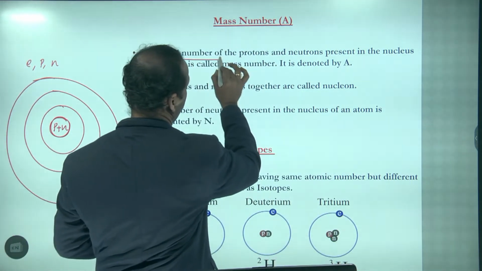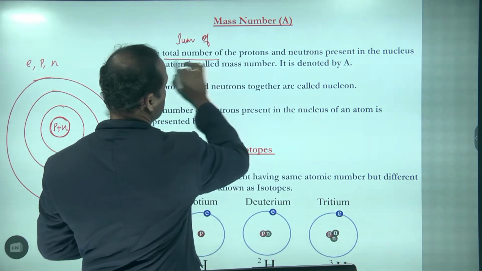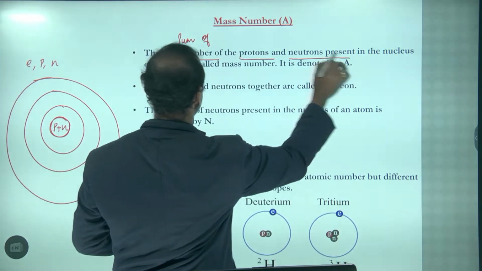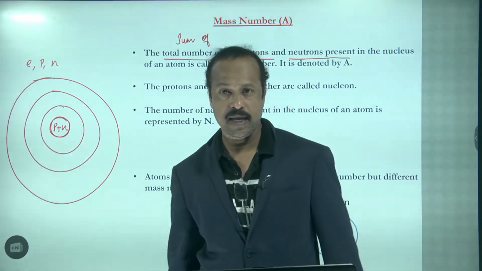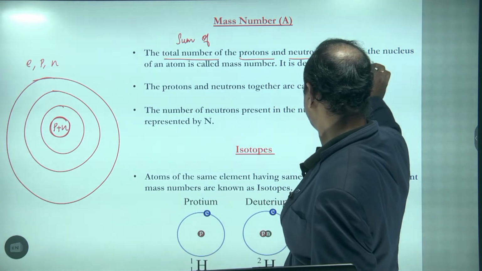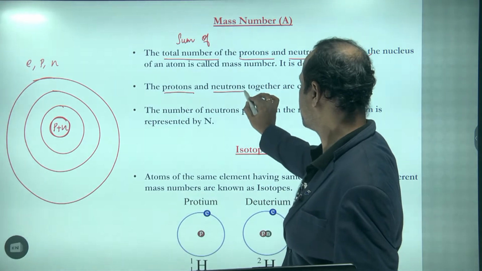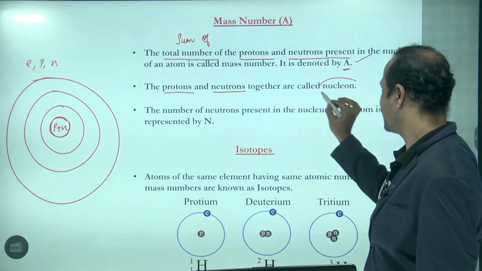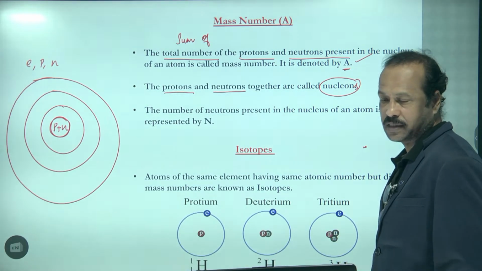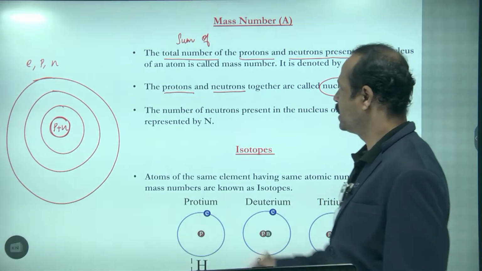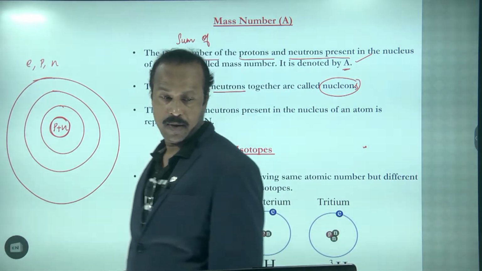The total number, total means the sum or addition. The sum of protons and neutrons present in the nucleus of an atom is called mass number, and it is denoted by the letter A. Okay. Already I told you that protons and neutrons are both present in the nucleus, hence they are called nucleons. What are they called? Nucleons. They are called nucleons. Okay. And generally the number of neutrons is represented by the letter N. So that is about the mass number.